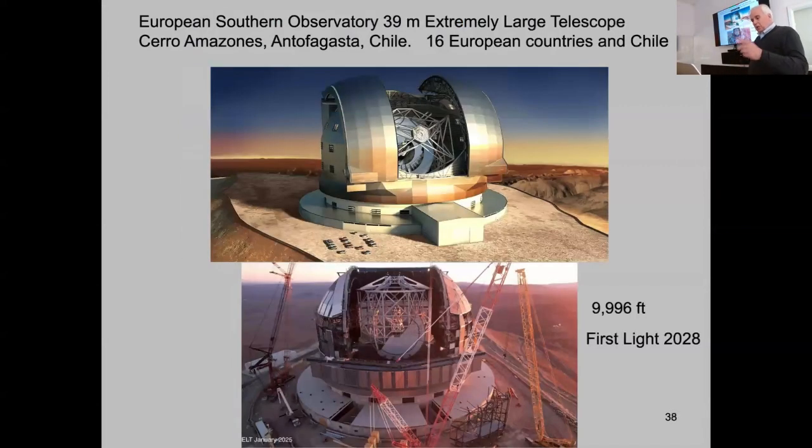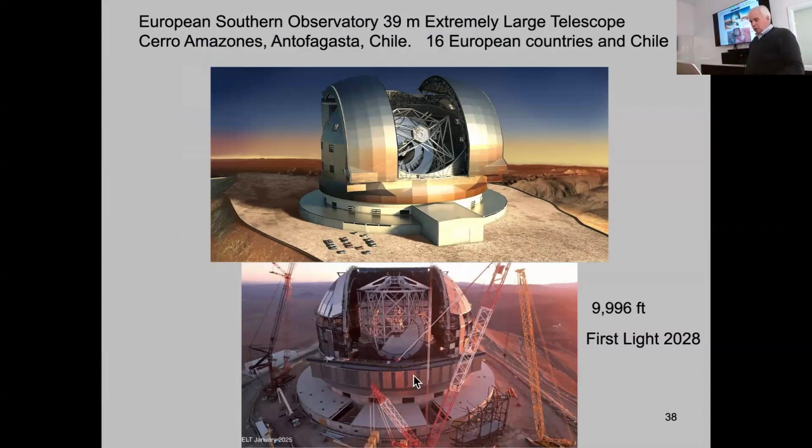Now, here is the European Southern Observatory's 39 meter Extremely Large Telescope. And this is what it will look like. Look at the cars here. It's really big. Well, 39 meters, you know, a meter is close to a yard. So it's like the 40-yard line in a football field. I mean, it's really, really big.